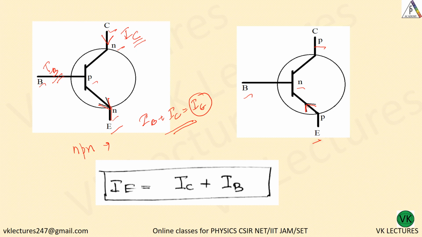Now for the NPN transistor also this equation is valid, but the direction of current will be opposite. IE is into the transistor while IB and IC are out of the transistor. In both ways, this equation is satisfied: IE equals IC plus IB.